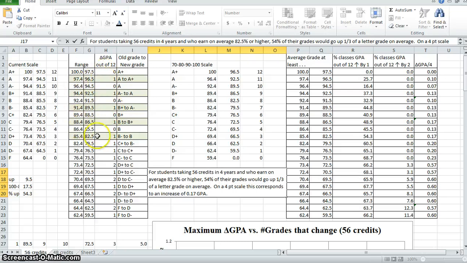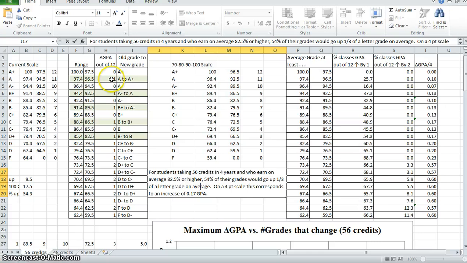So you can kind of think of this as a dartboard. They're just throwing darts randomly and it's going to land in different areas. 54% of the time, those darts are going to land in the green areas, and that's going to be a boost to their GPA of 1 there.